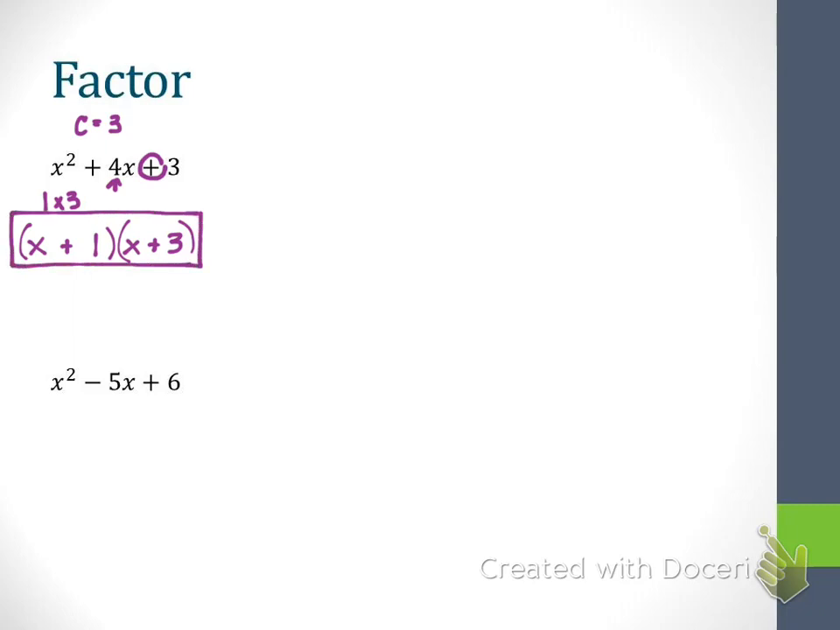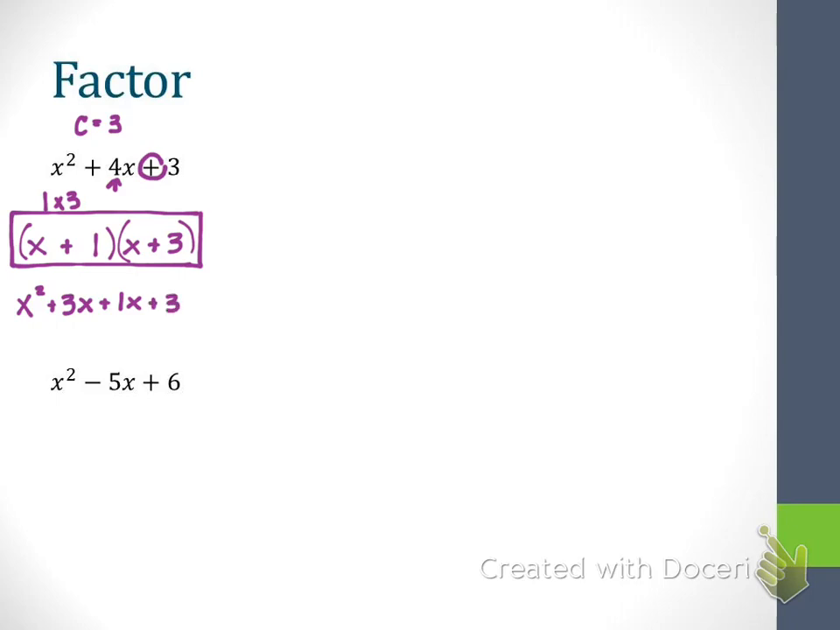Let's check it really quick and make sure I've got it right, because I want you to remember that you can always find out, do I have the right answer? So let's FOIL this. First, x times x is x squared. Outer, 3 times x is 3x. Inner, 1 times x is 1x. Last, 1 times 3 is 3.